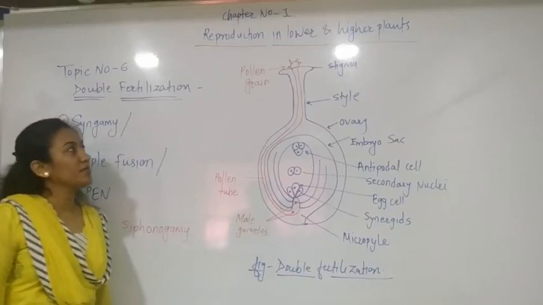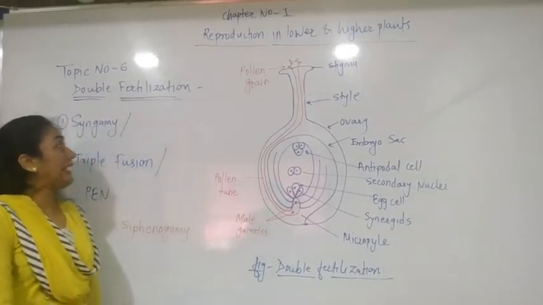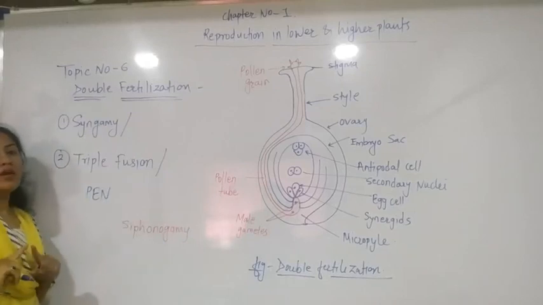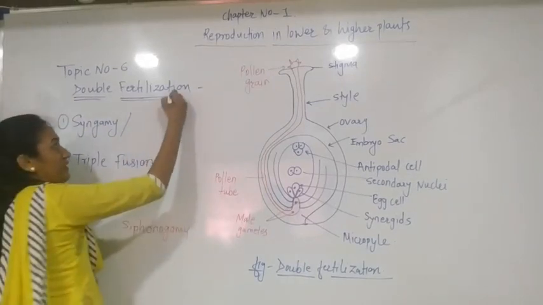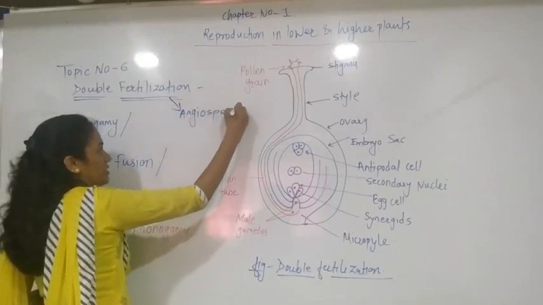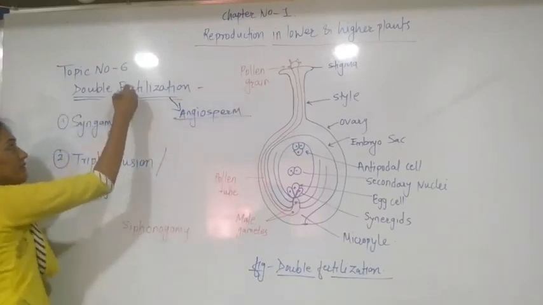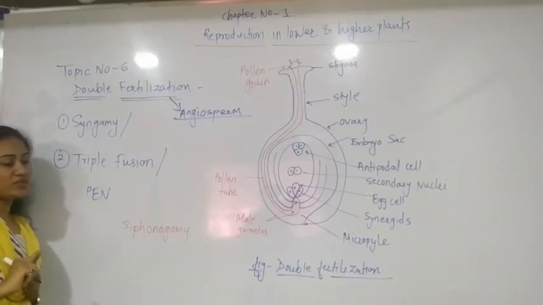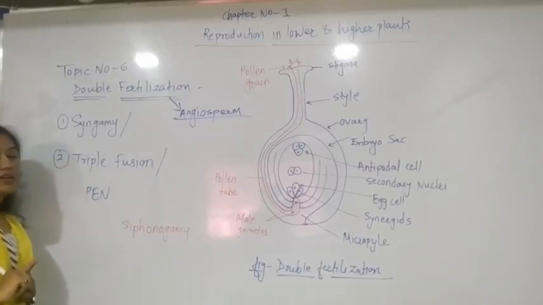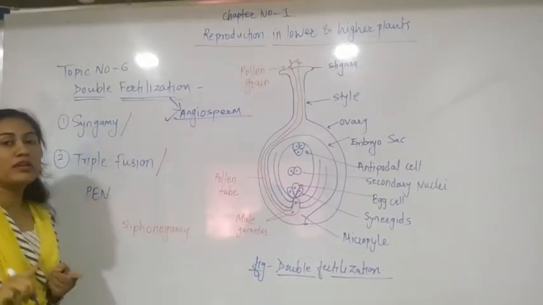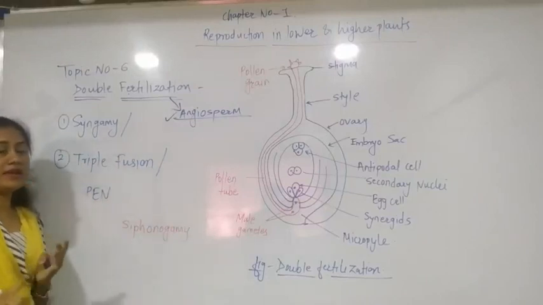The next topic from the chapter reproduction in lower and higher plants is double fertilization. The most important thing about double fertilization is that it is a characteristic of angiosperms only. So you can say that in higher plants double fertilization takes place. This is for safety purposes. The question may arise: where does the double fertilization process take place? It takes place only in angiosperms, not in Thallophyta, Bryophyta, Pteridophyta and Gymnosperms.